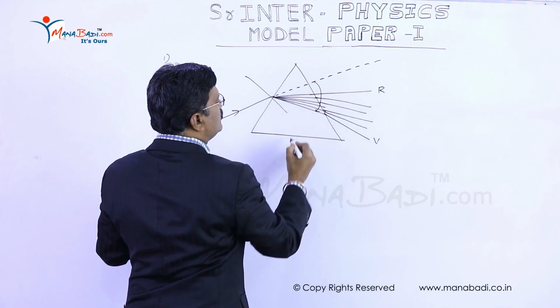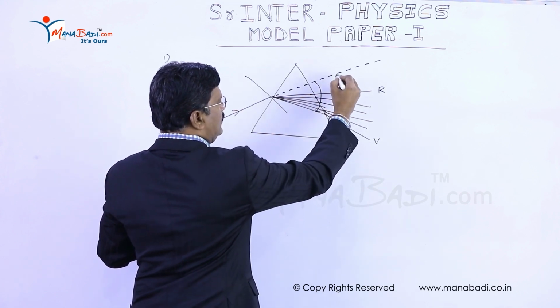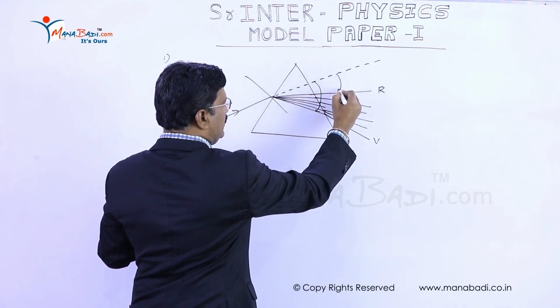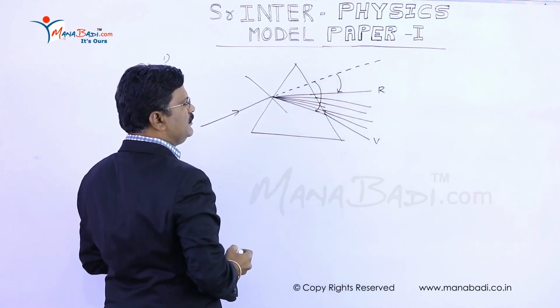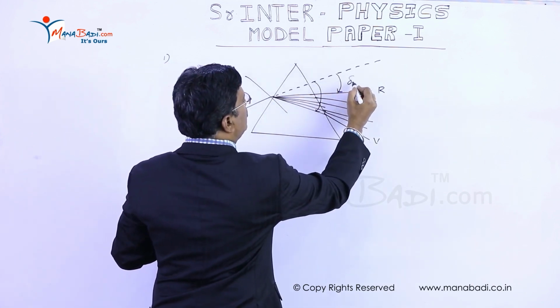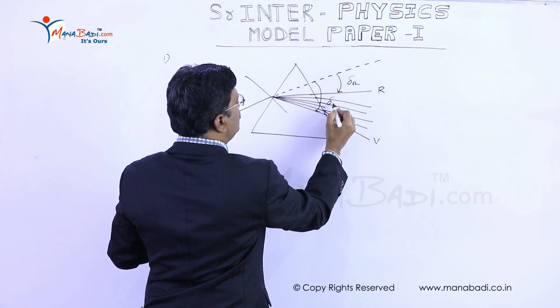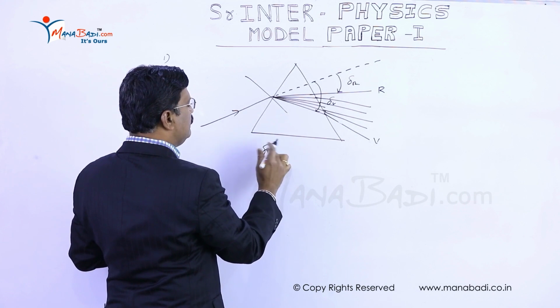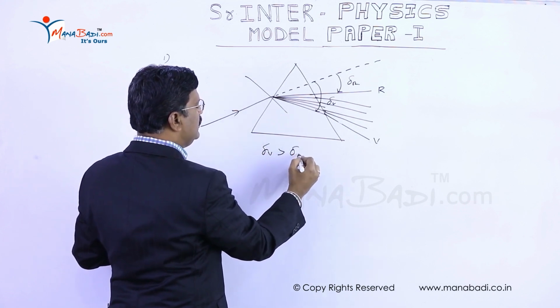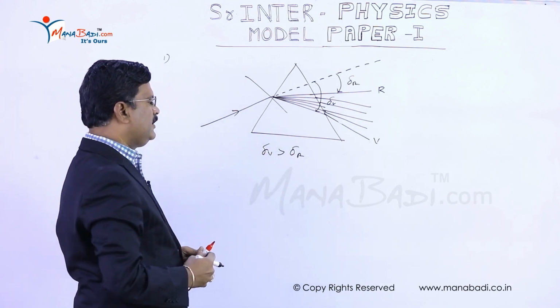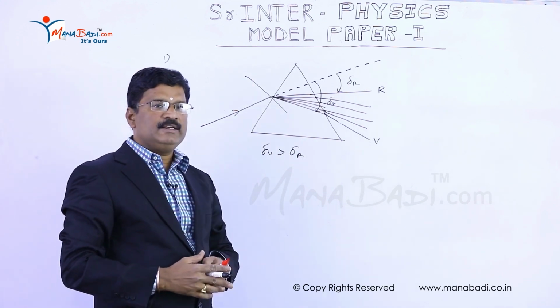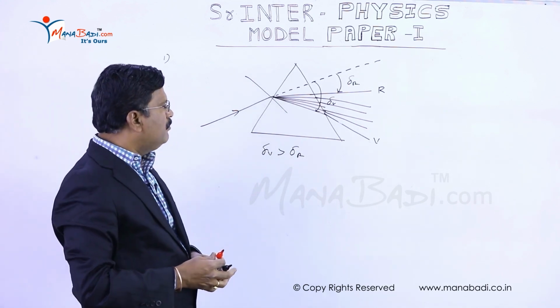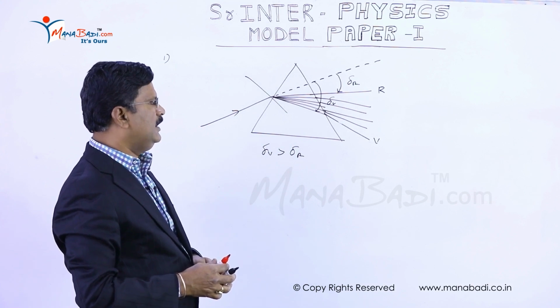This is called the angle of deviation, and the red light is deviated from here to here, called the angle of deviation for the red light. We call this delta R, and this delta V. When we compare these two, delta V is much greater than delta R. Therefore we can confirm that violet light is deviated more than red light.